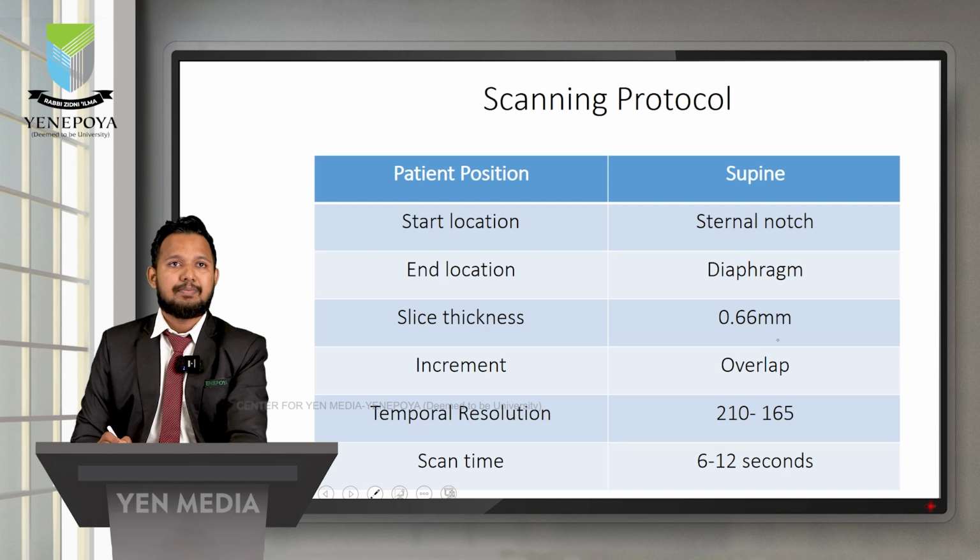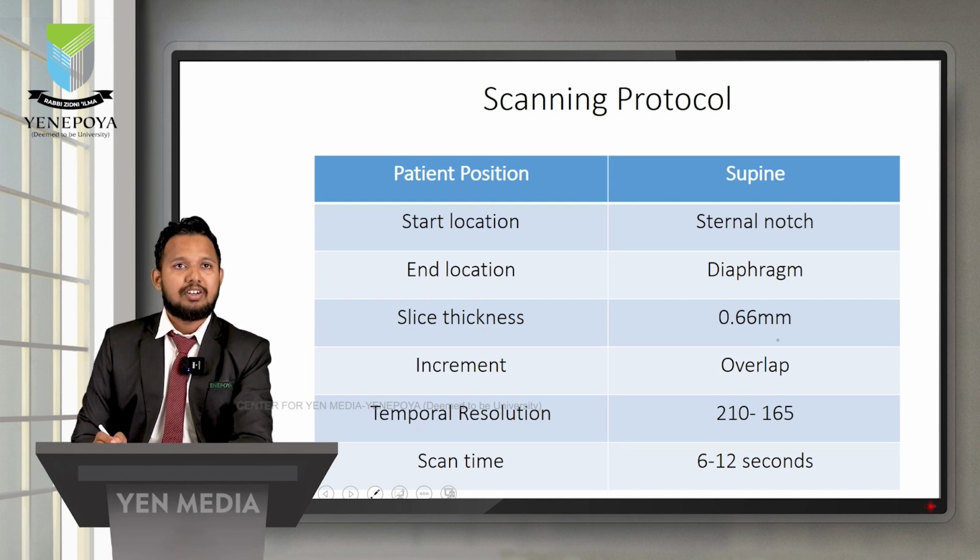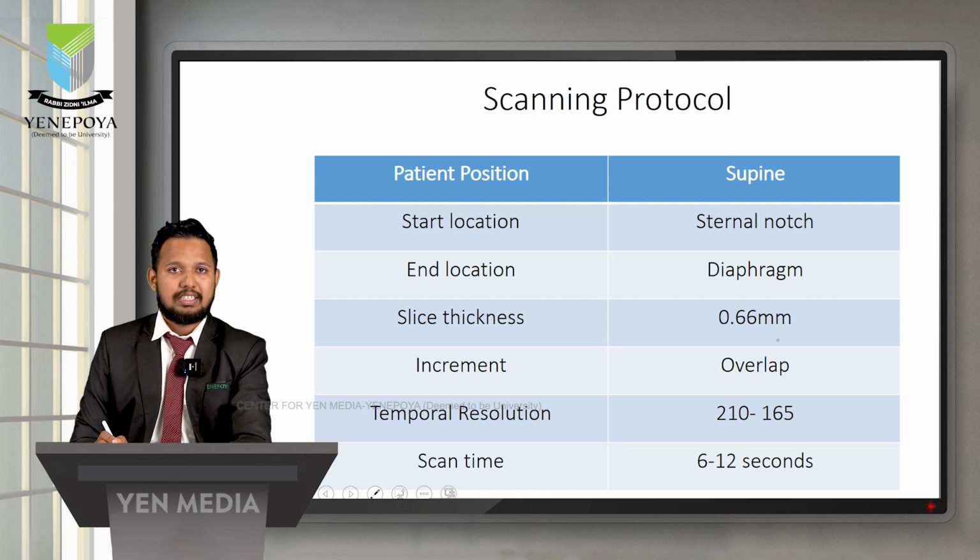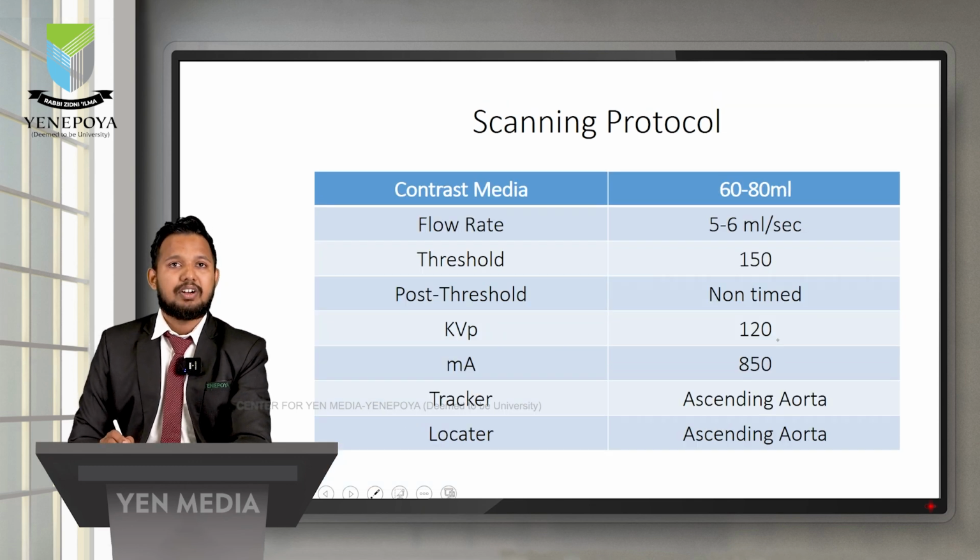Let's go to the scanning protocol. So the patient will be supine on the table, and the start location of the scan will be the sternal notch, and the end location of the scan will be the diaphragm. So we select the minimum slice thickness, that is around 0.66 mm, and the increment which will be selected is overlap, and the temporal resolution of 210 to 165 will be selected. And for all this protocol, the scan time to image the whole heart will be around 6 to 12 seconds.